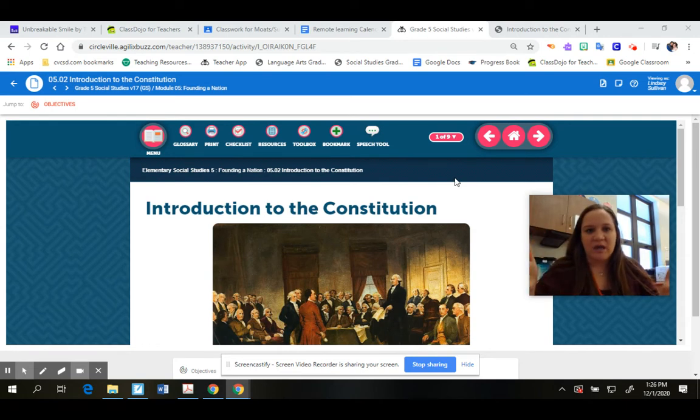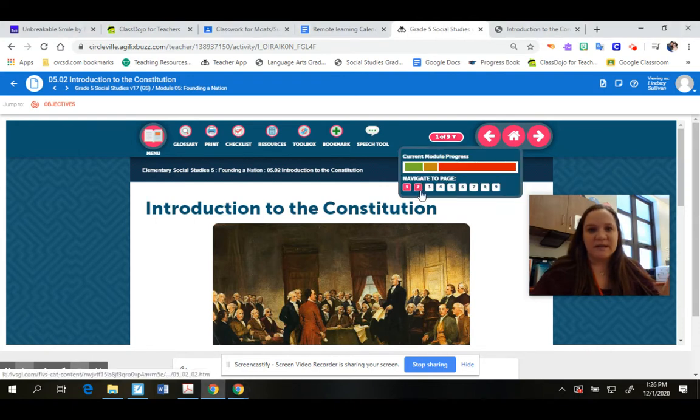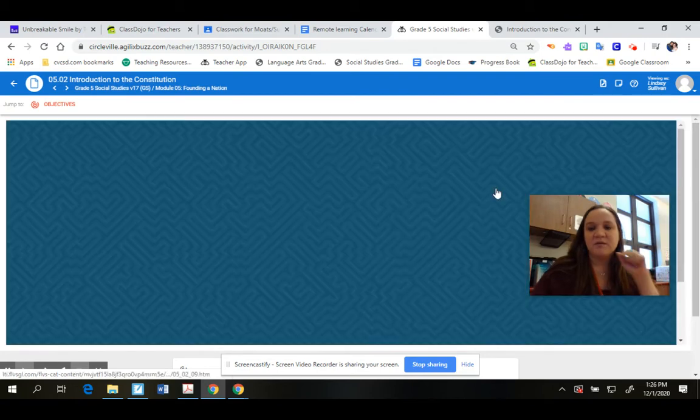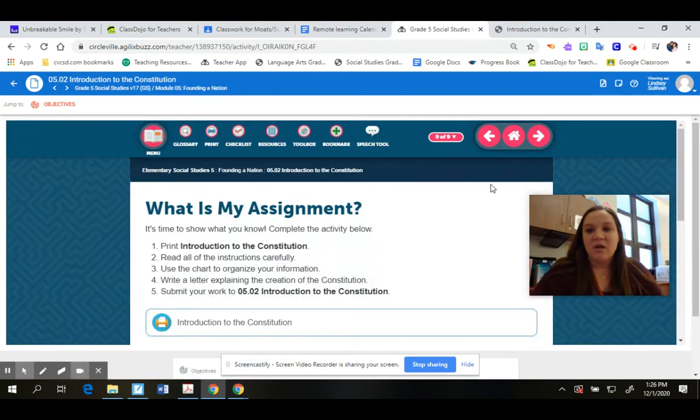You're looking at my screen right now. This is your lesson 5.02, Introduction to the Constitution. You walk yourself through the lesson at your own pace. There are 9 slides. When you get to 9, that's when the writing assignment kicks in. So I'm going to jump to 9 so that you can see what I'm talking about.